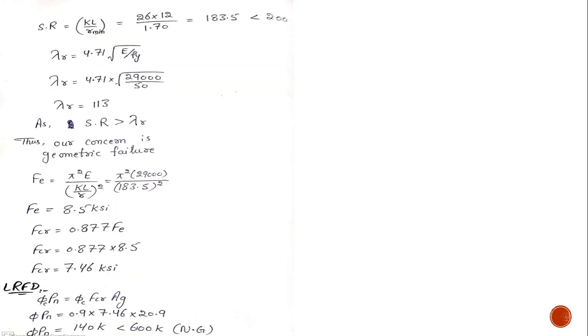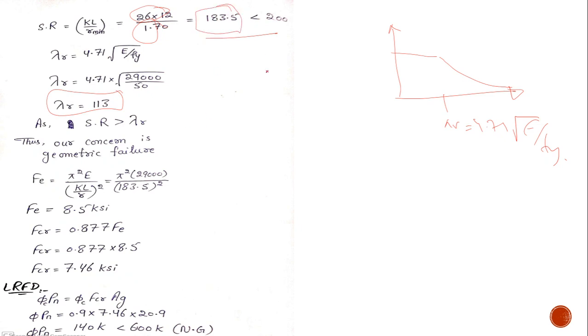Next, my slenderness ratio. It's very easy. The KL is given, and R minimum I've just found out. It comes out to be this. And next, the famous graph, which is somewhat like this, and lambda R is 4.71 root E by Fy, and my lambda R value is 113. My slenderness ratio is 184.